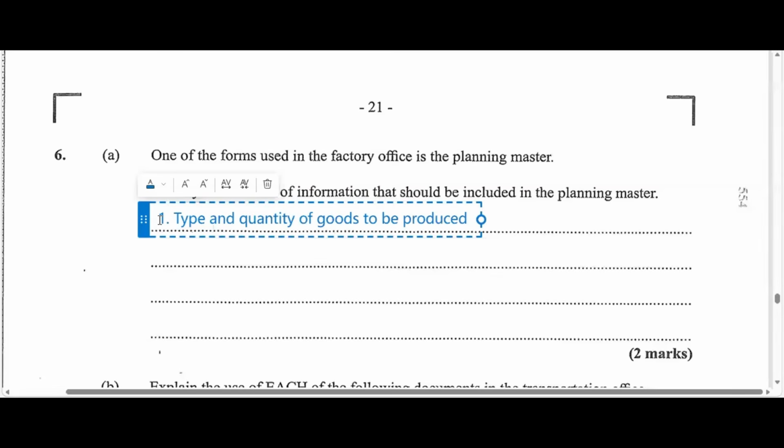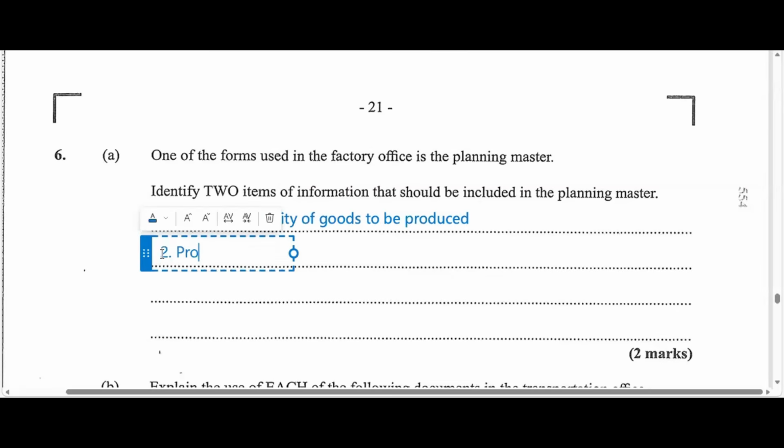So the planning master, looking at a factory, everything that's supposed to be made, you plan for this. So you need to know how many workers you need to have, how much raw materials you need to have, what machines need to be active to make your actual product. It's like planning for a birthday party, right? When you are in the factory, whether it's a Coca-Cola factory, Snickers factory, whatever factory it is, you actually have to have a planning document that is called the planning master, where you plan to produce all the items that you want to produce, whether it's daily, weekly, or monthly. So one of the information that should be in that document is the type and quantity of goods.